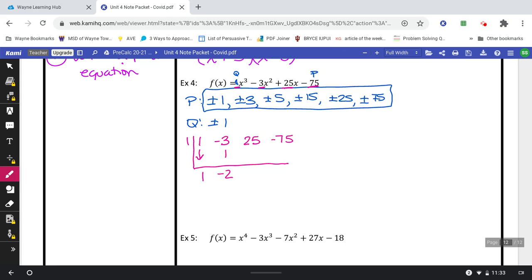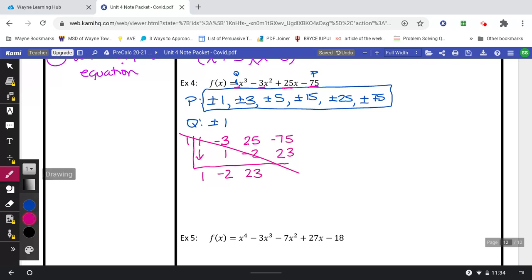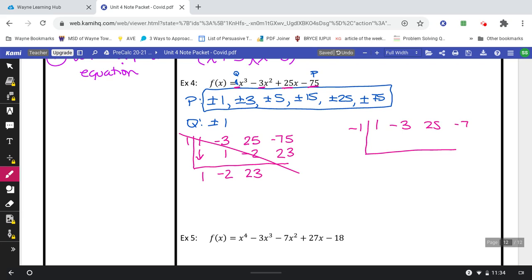All right, you should have gotten negative 2, then negative 2, 23, 23. And that answer I know is not 0, so I don't even want to mess with typing into my calculator. If it doesn't get me 0, I'm not interested in it. So 1 didn't work. All right, now I have to try negative 1. Actually, that's not going to be enough space. Let's try it over here, negative 1. All right, we line up our coefficients again. 1, negative 3, 25, and negative 75. Take a second and see if you could do that synthetic division.